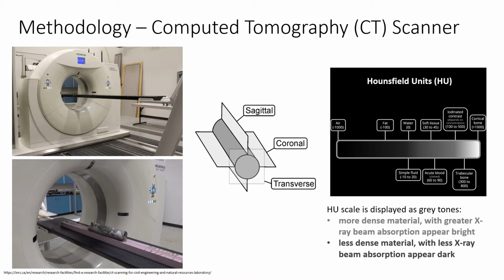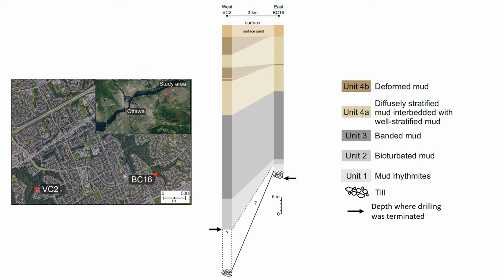And in the remainder of this presentation, clay-rich sediment will appear relatively dark in the CT scan images, whereas silt-rich sediment appears comparatively brighter. This is a simplified cross-section of the stratigraphic succession, and it shows the vertical and lateral distribution of sedimentary units that were identified in this study. Each of these units is mud-dominated.